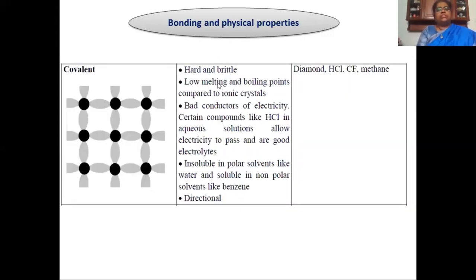Covalently bonded solids, by and large, they are hard and brittle and have low melting and boiling points compared to ionic crystals, bad conductors of electricity, and certain compounds like HCl in aqueous solution allow electricity to pass, and you have their own characteristic properties.